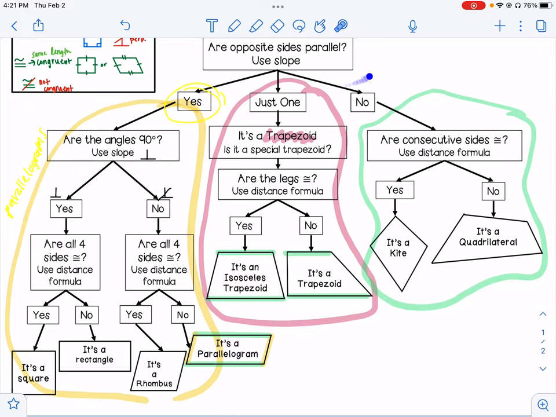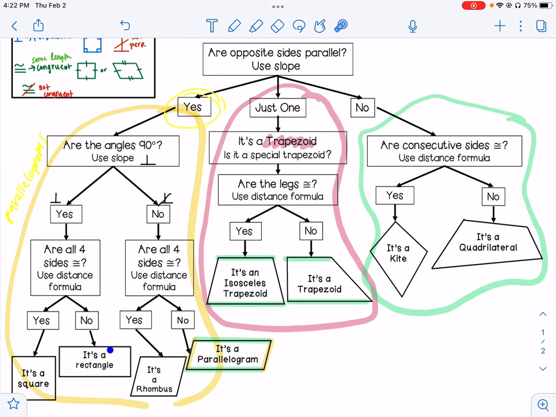We're always going to start with the question, are the opposite sides parallel? If we find out that both of them are, we know we have a type of parallelogram. The next big question, we've already found slope as well. Is it a square, rectangle, or rhombus parallelogram? That has to do with, are they 90 degrees or not? Then, after that, you're going to determine the lengths of them to determine, is it a square versus a rectangle or a rhombus versus a parallelogram? All right, so those are our parallelograms.